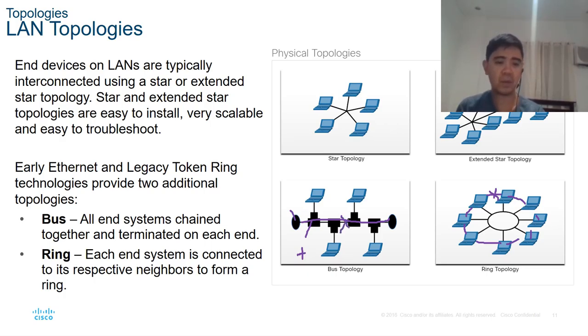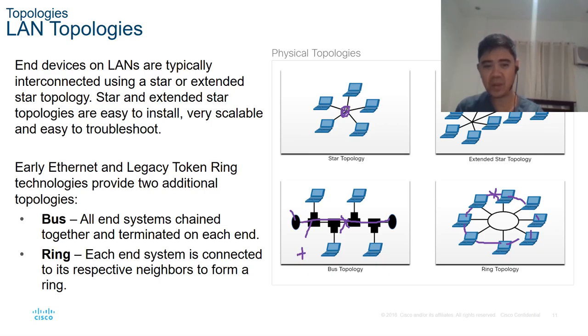Nowadays we are using a star. In the star, here in the middle you have a hub or a switch. This switch is a network device that can manage our network, and this is where our end devices are connected. If you have two or more switches, we call it an extended star. Later we'll cover media access control, and there's also what we call a logical ring.